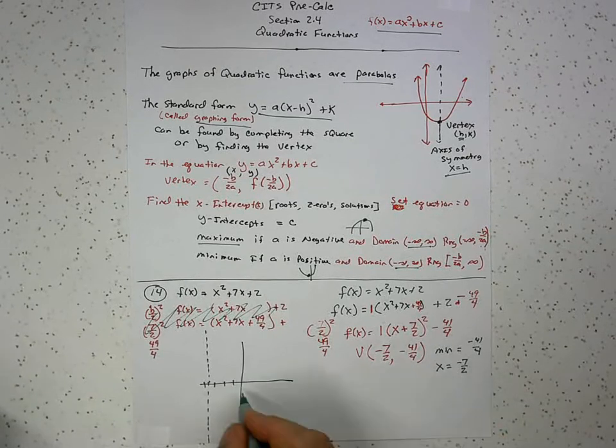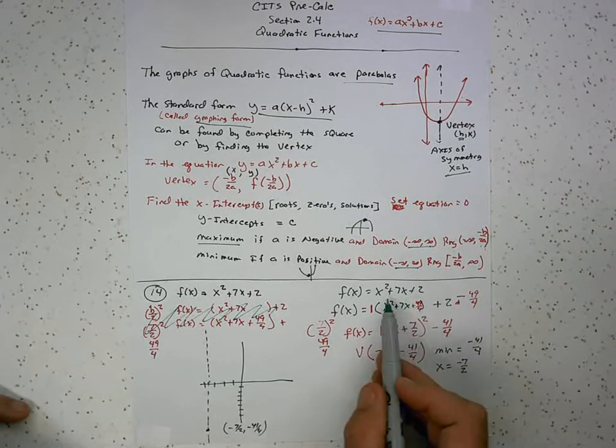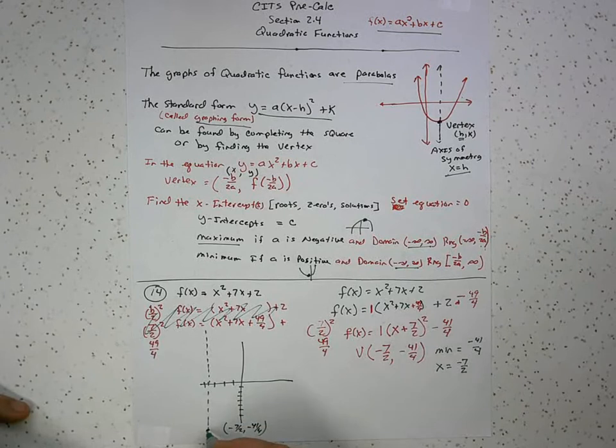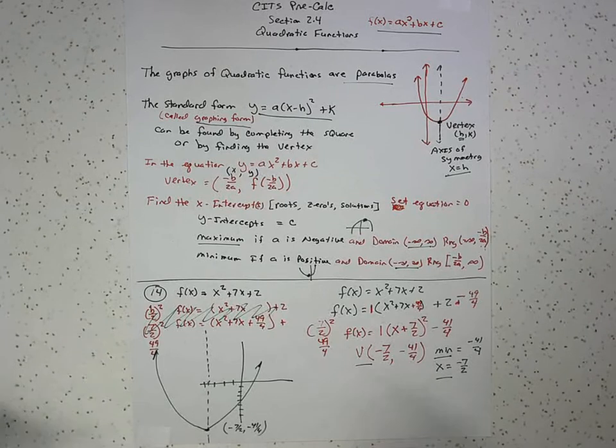-41/4 is 10 1/4. I'm going to run out of room, so I'm just going to put a dot down here on the axis. Label that vertex. Now, in general, when we did this, if we're going to finish it out, we would find the x-intercepts. We're not going to do that on this one problem. We're just going to give a general graph, because that's all they really wanted. Okay? But we can find the vertex, max or min, axis of symmetry.